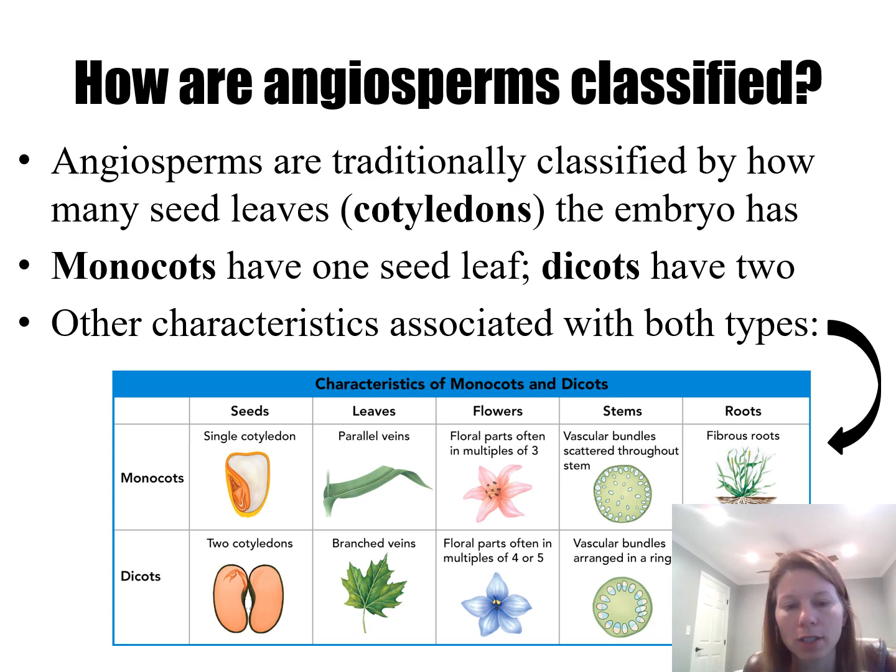Dicots have the 2 seed leaves. They have net-like or branching leaf veins, flower parts that come in multiples of 4 or 5, vascular bundles arranged in a ring, and then they have one primary taproot as opposed to lots of wispy little fibrous roots.